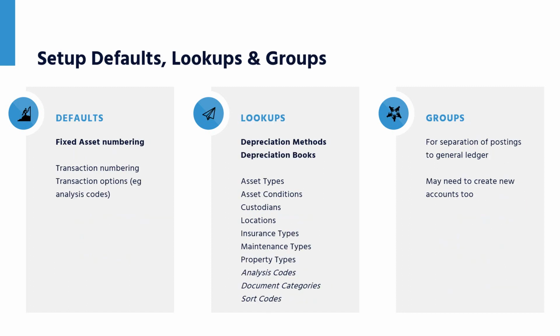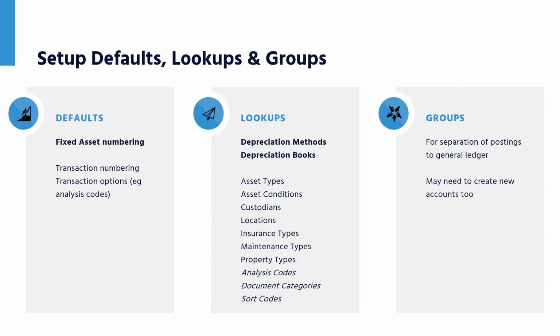So we'll talk about that in a little bit more detail. From the defaults perspective, the fixed asset numbering is probably the only one to emphasize. We'll have a look at that a little bit later as well in the context of the import. We want to turn off the fixed asset automatic numbering while we do our imports. The other options within the defaults are mainly around the transaction numbering and various transaction options, so we won't worry too much about those.